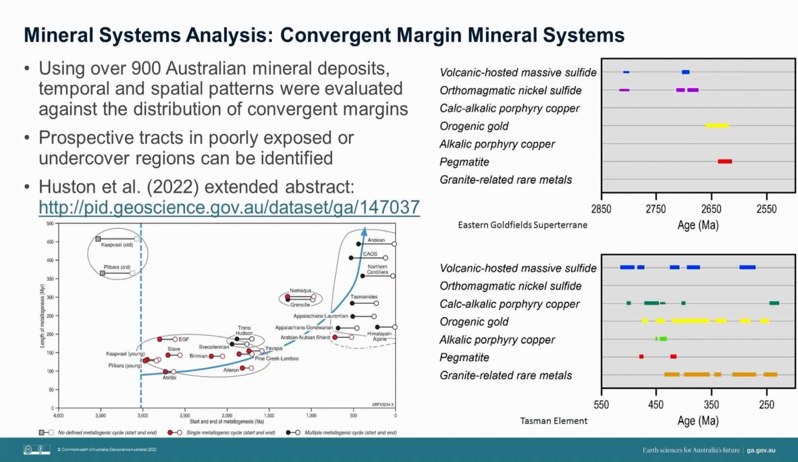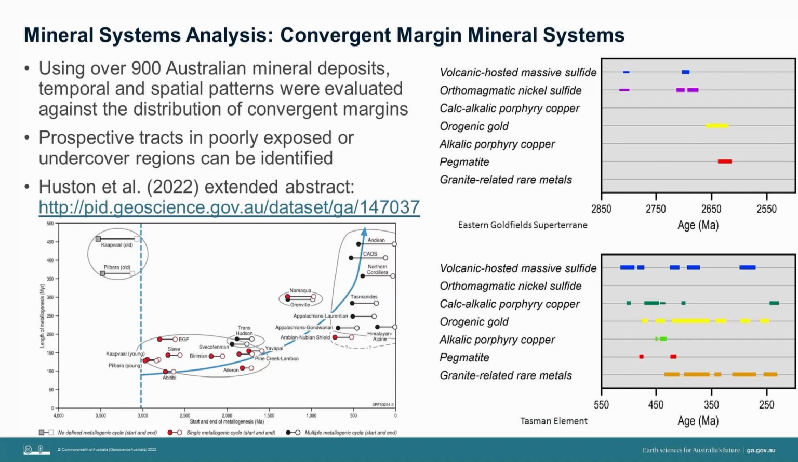For example, some deposits are near the leading margin, such as VMS or porphyry deposits. Others occur inboard, such as intrusion-related or pegmatites, and others, such as orogenic gold, can vary considerably from proximal to distal. So we can see in this graph here that the older metallogenic cycles are characterised by a single cycle, whereas the younger ones mostly have multiple metallogenic cycles.